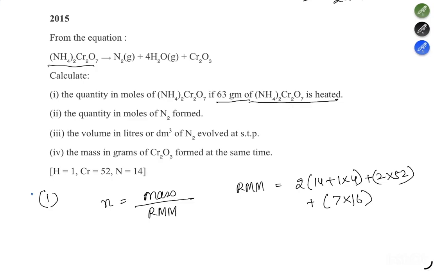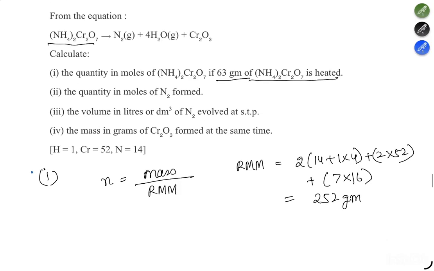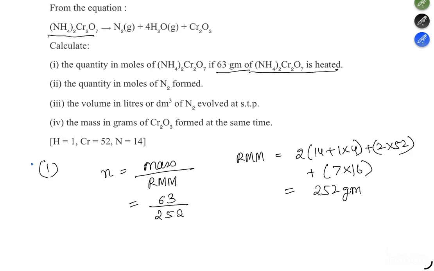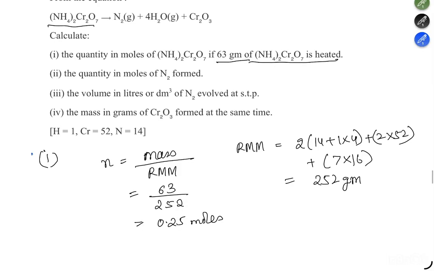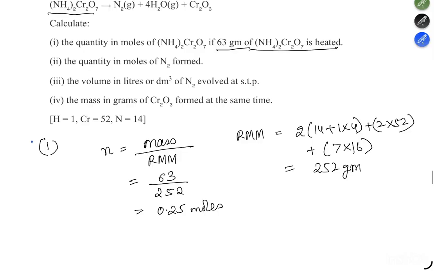All these masses will be given here, so no need to memorize any mass. That way you will get the answer here, total 252 gram. So RMM is 252 gram. Now the mass they're asking is 63, so 63 divided by 252 gram, and we divide the mass by the molar mass, and we'll get the answer here, 0.25 moles. So I got the first answer, and you will get 1 mark for this correct answer. With the formula you will write, you will substitute the value and write the answer.